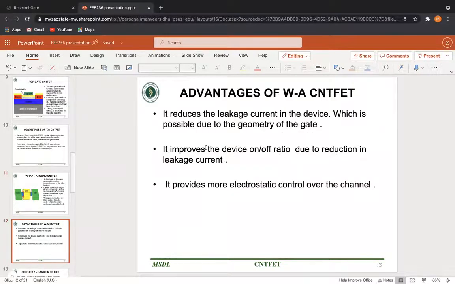So what were the advantages of using this wraparound CNTFET? First of all, it reduces the leakage current in the device, which is possible due to the geometry of the gate that we were using in this. It improves the device on-off ratio due to the reduction in the leakage current. So we can see, if we are able to reduce the leakage current, there are certainly a lot of advantages that came in our way. This type of gate structure also provides more electrostatic control over the channel.